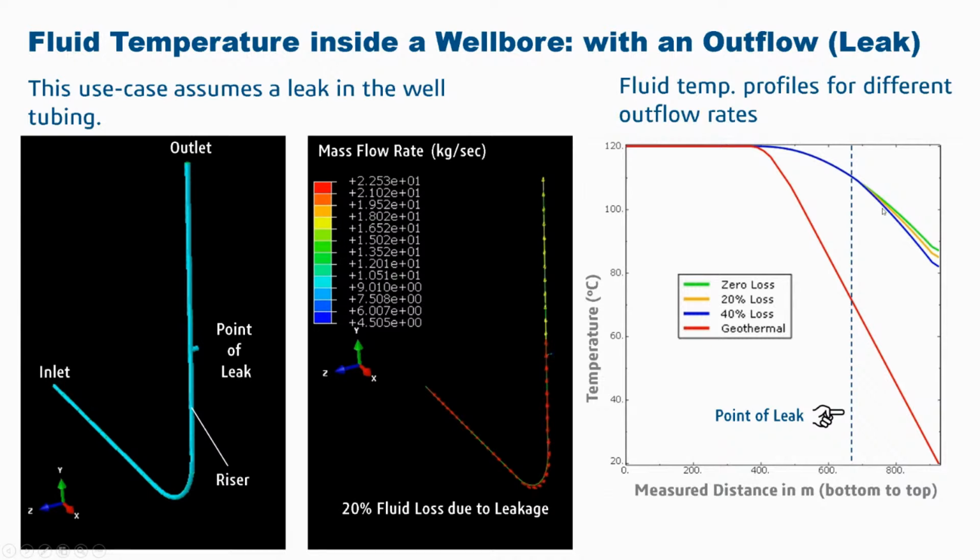So as you can see here, you can clearly see the impact of the leak on the temperature of the fluid. Greater the amount of leak, greater the variation in temperature. Another thing you'll notice is that you see the deviation in temperature only after the point of leak or outflow in these kinds of simulations. So these simulations can be used along with field measurement techniques like DTS to identify if there is a leak, and if there is a leak, identify the location of the leak.